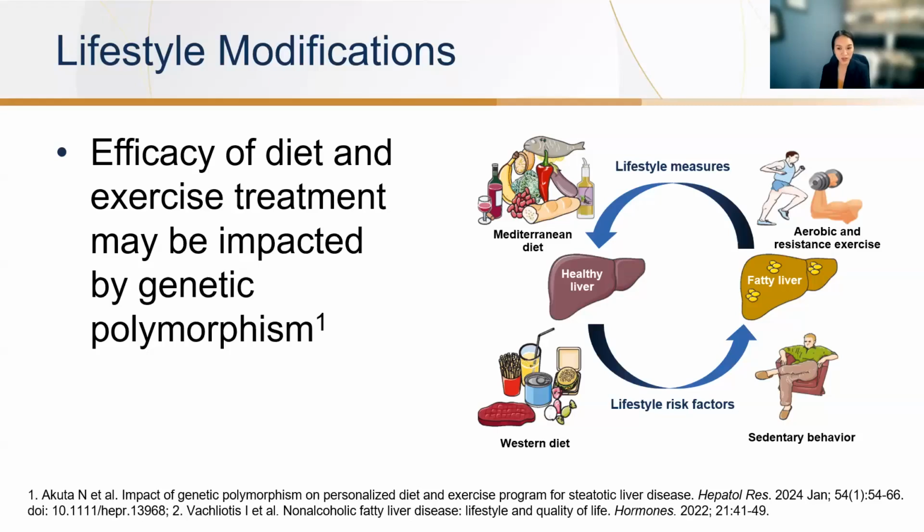Also, the rate of progression can come from genetics. Progress to fibrosis, progress to cirrhosis. And also, they have different responses to specific treatments.